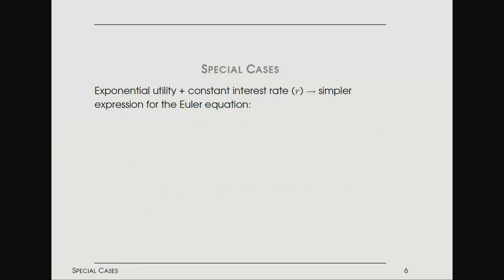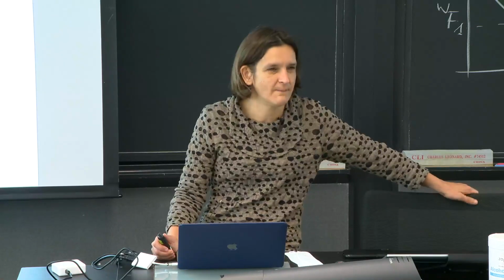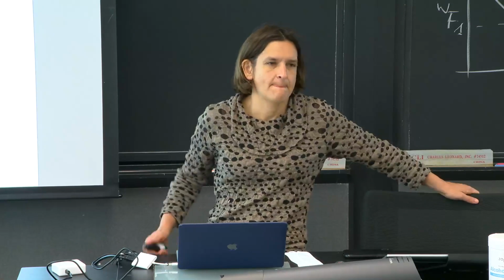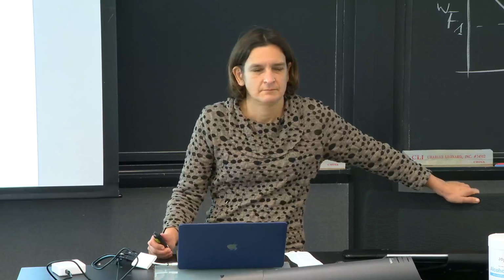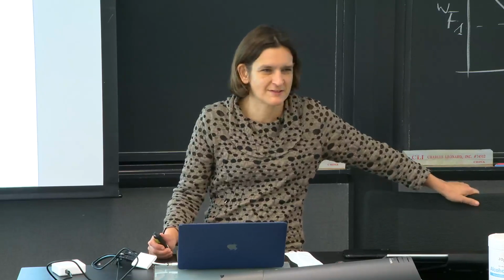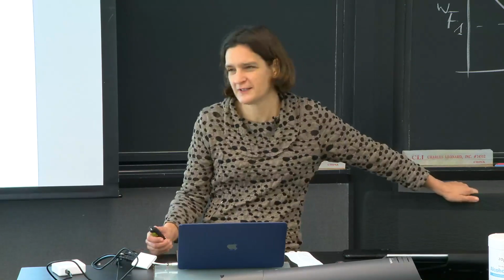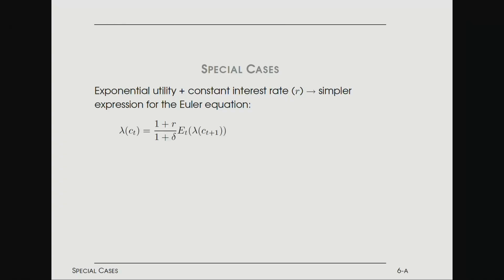Now, we have some special cases that are well known. If we have exponential utility and a constant interest rate, the Euler equation simplifies very nicely. And what's the result there before I put it on the board? Yeah, this you probably saw even in undergraduate macro, if you've taken undergraduate macro. Or you can recalculate it in your head. That's how it simplifies.